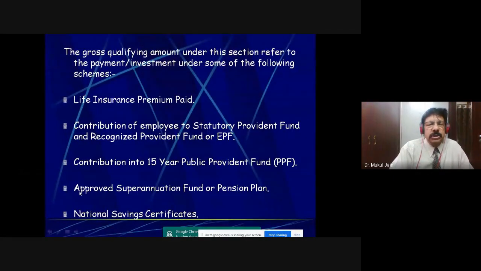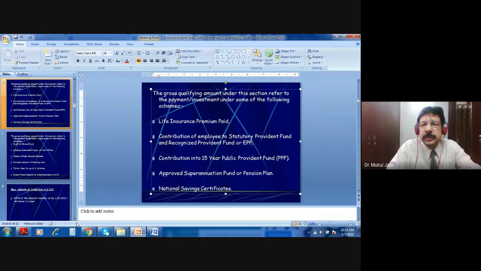Similarly, contribution towards approved superannuation fund or pension fund. Superannuation fund also means pension fund. So if somebody has taken a pension plan and is investing in that, that is also eligible under section 80C. Similarly, national savings certificate, also known as NSC, from post office.